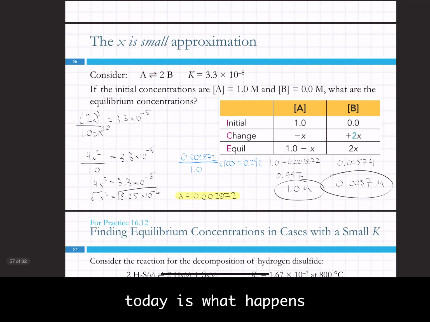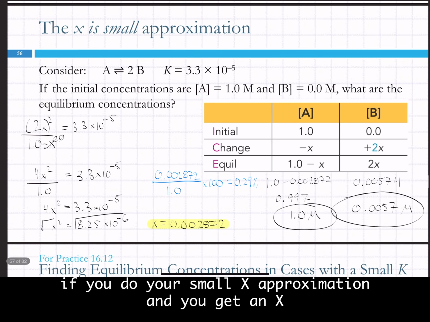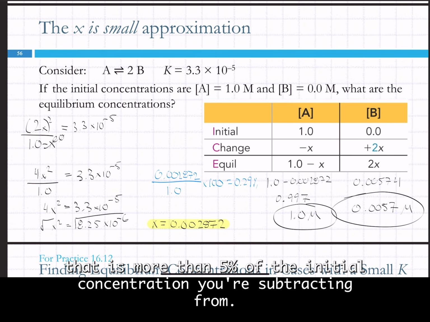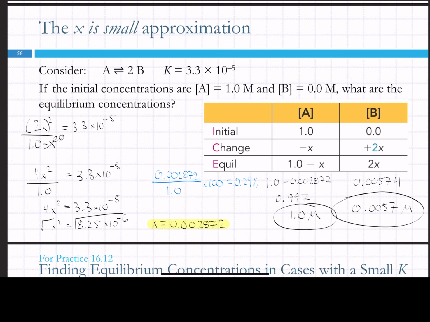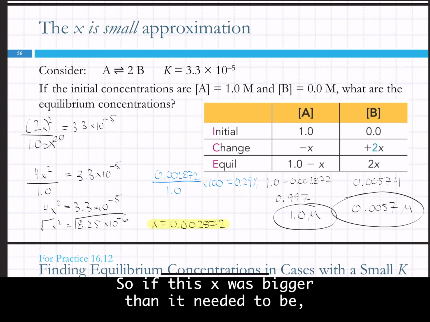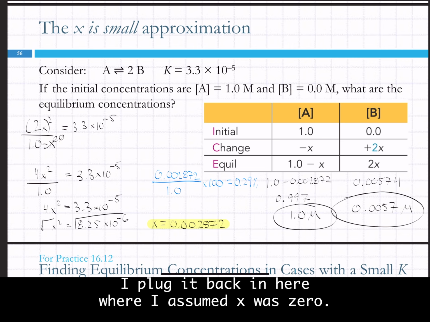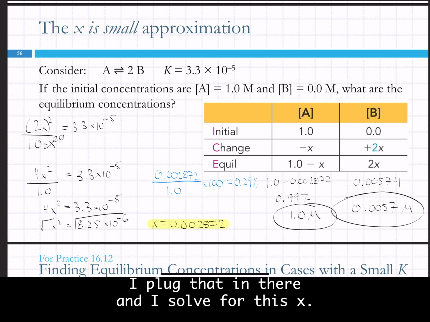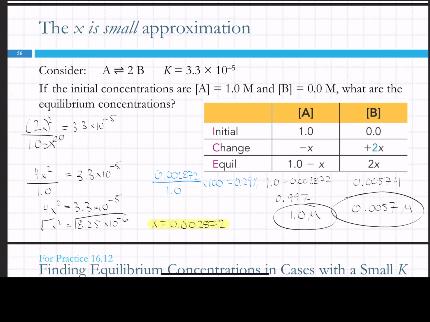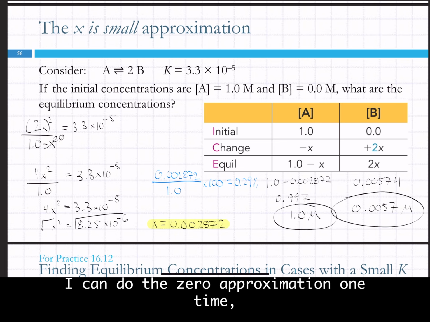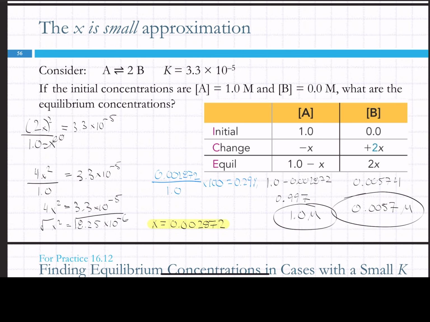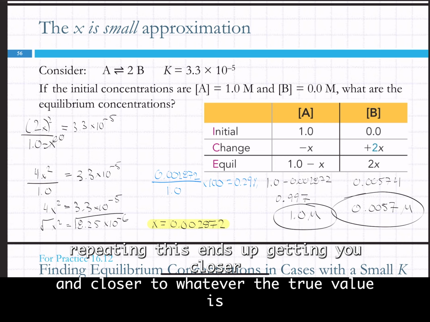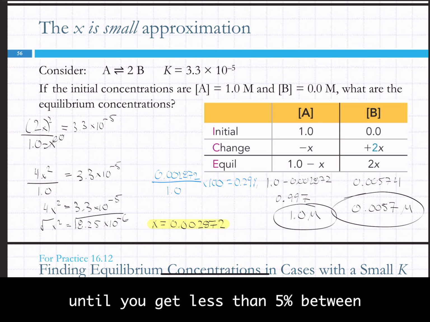One of the things we did yesterday, but I won't do today, is what happens if you do your small x approximation and you get an x that is more than 5% of the initial concentration you're subtracting from. You can take that x and plug it back in. If this x was bigger than it needed to be, I plug it back in where I assumed x was 0 and solve for this x. As long as I can do the 0 approximation one time, repeating this gets you closer and closer to the true value, until you get less than 5% between your repeated x's.